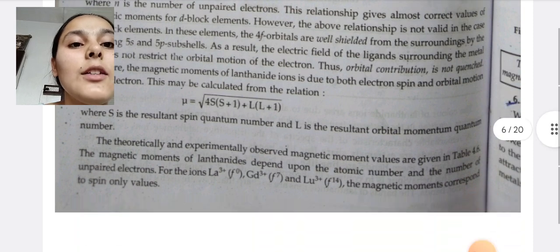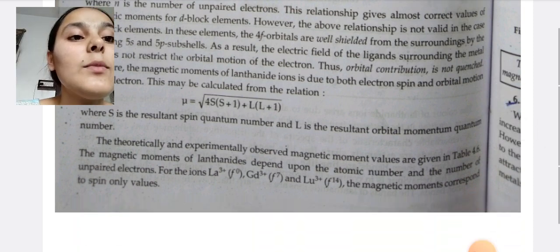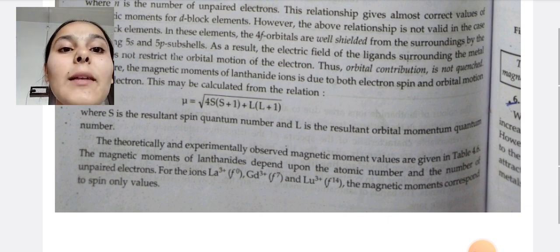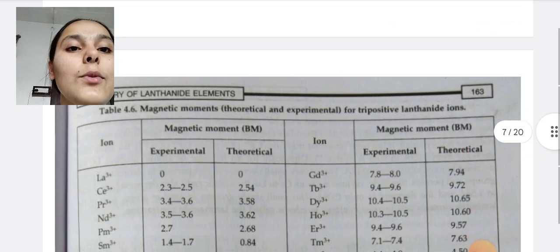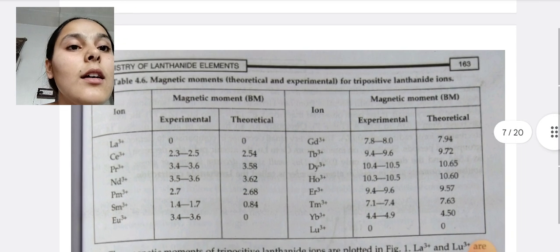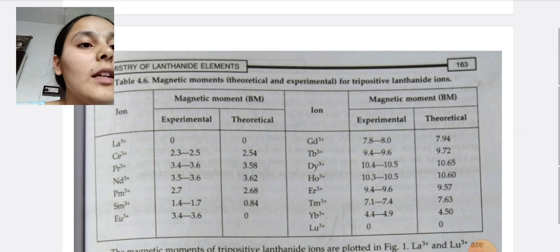The theoretical and experimentally observed magnetic moment values are given in Table 4.6. The magnetic moment of lanthanides depends upon the atomic number and the number of unpaired electrons. For the ions La3+, Gd3+, and Lu3+, the magnetic moment corresponds to spin-only values. As we can see from the table, the theoretical and experimental values agree.